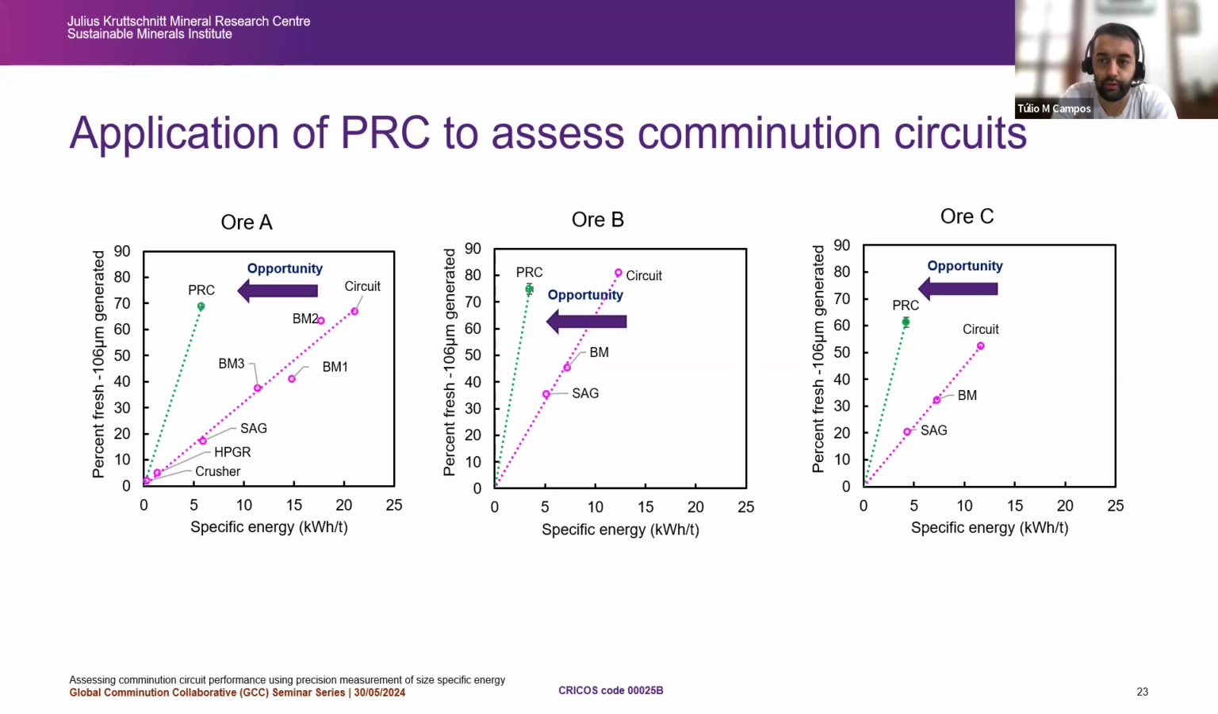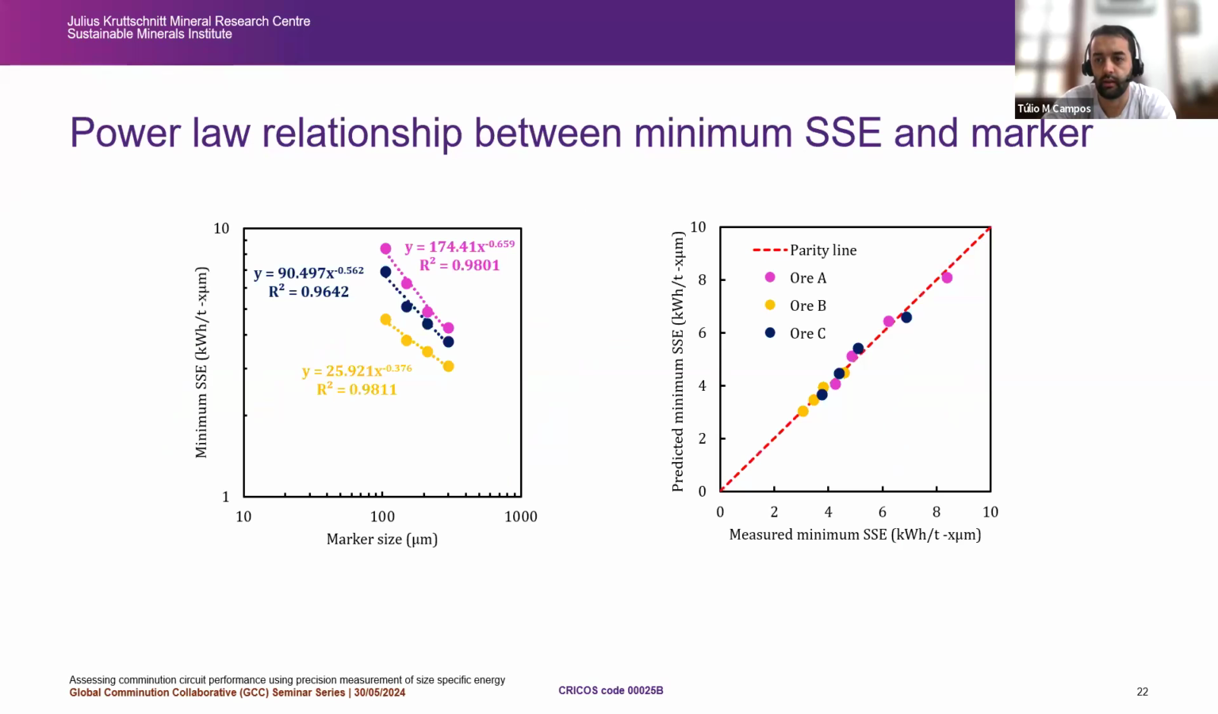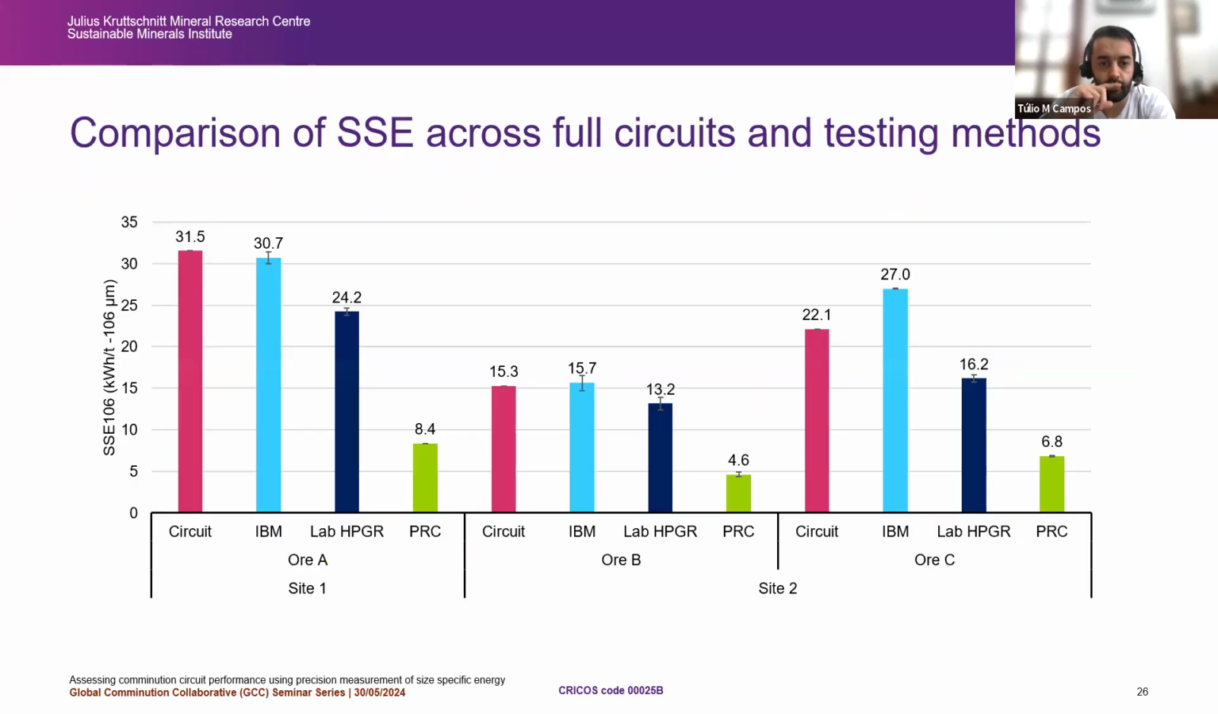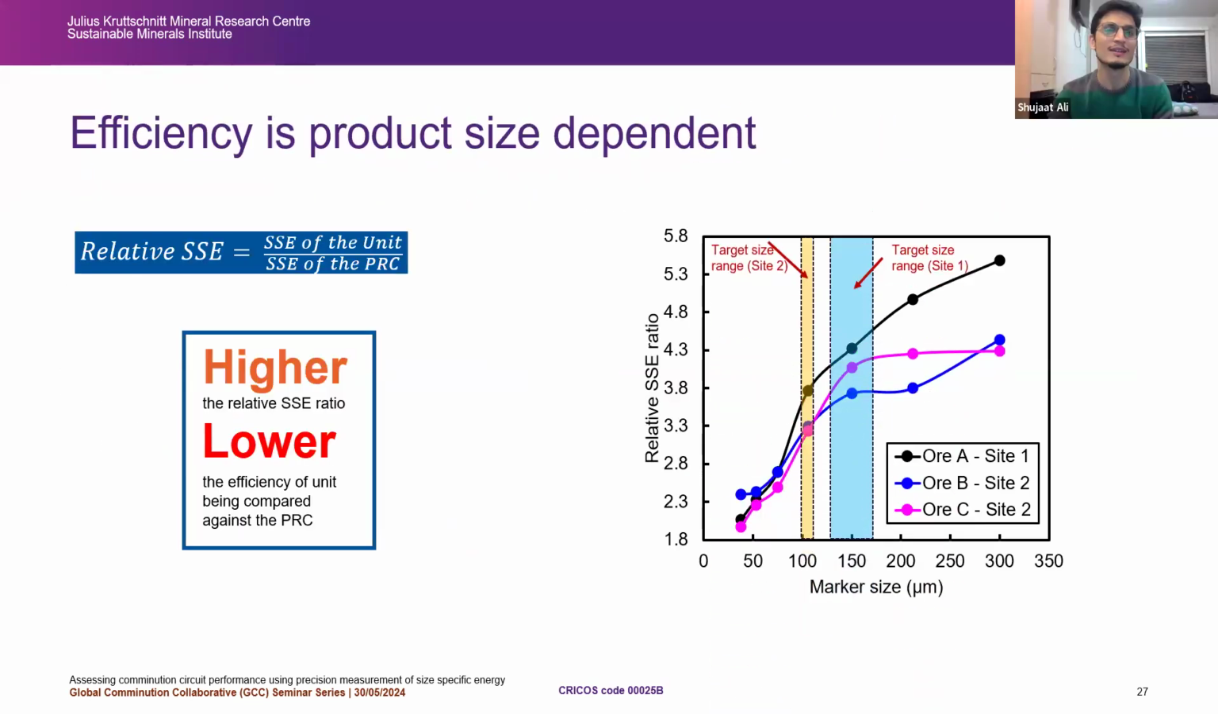Shujaat, I have a question for you. You presented the relationship between the relative site-specific energy for the three ores with respect to the marker size, I think. This one? No, there's another one that you presented. I think it was this one. Yeah, this one. Just to understand the trend you presented, because it seems that when you have finer sizes, you have the lower size specific energy, but it seems to be the opposite trend I was expecting, at least.